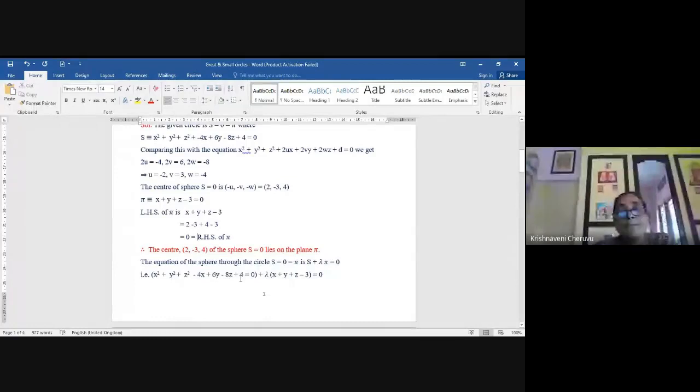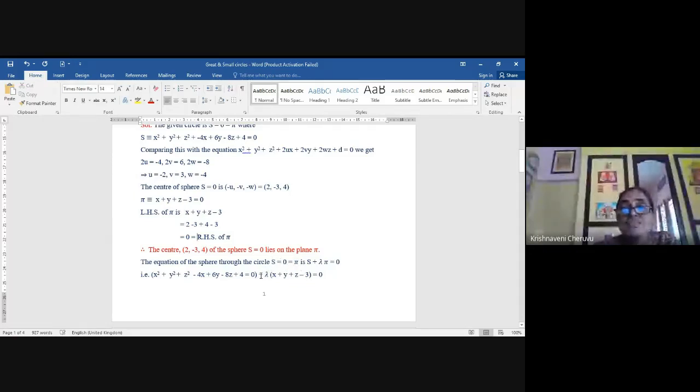What I am doing here is I'm finding out a sphere through the circle S = 0 = π. We are able to identify that the given circle is a great circle, girls. There ends the matter. But why am I doing the other part? I'm going to find out first a sphere which is passing through the given circle.